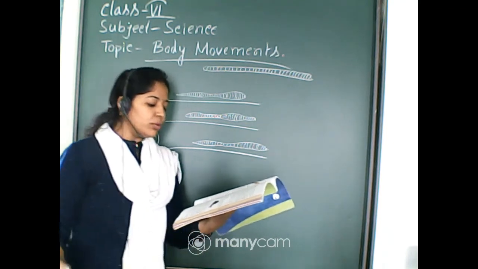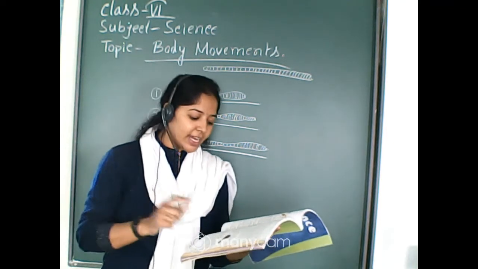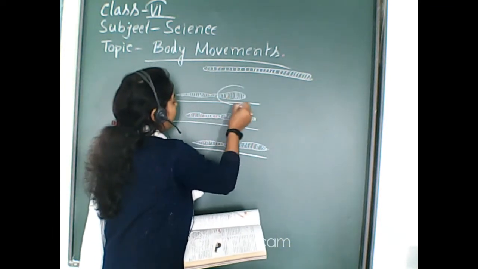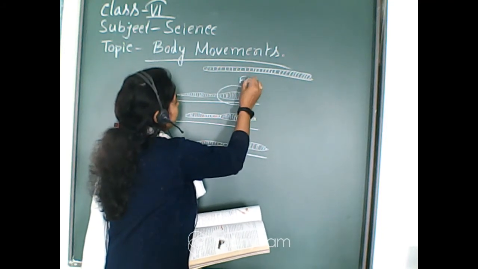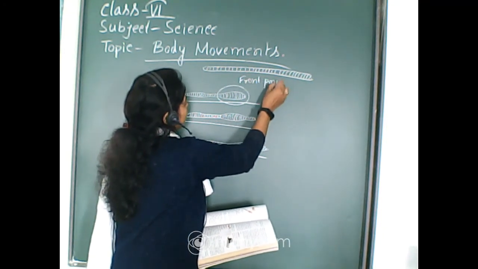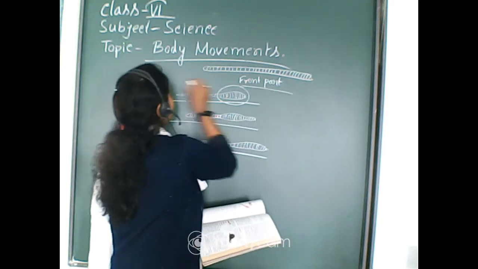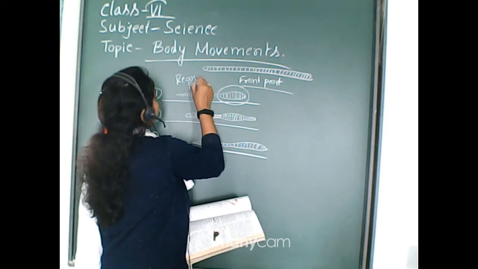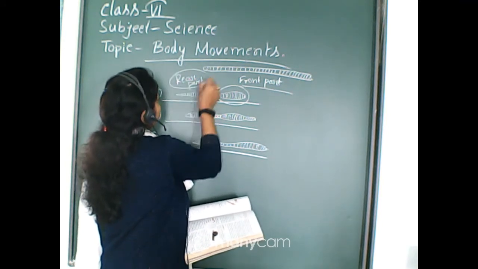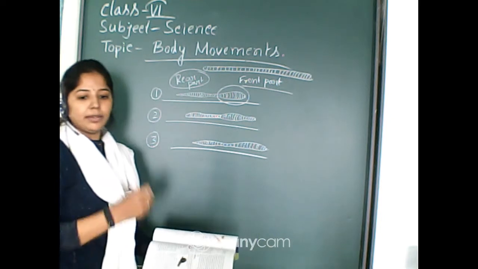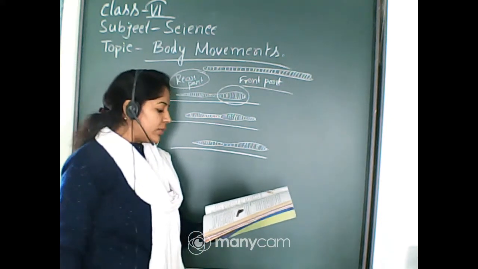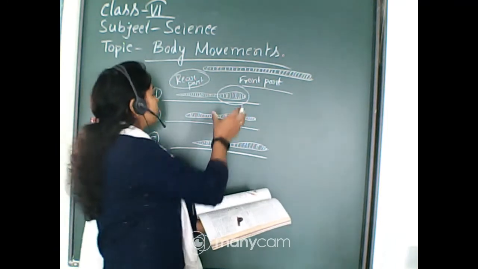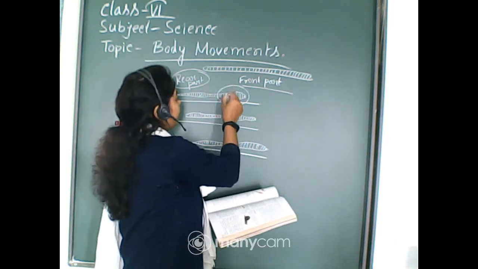During movement, earthworm first extends the front part of the body. You can see the front part, this is the front part, and this is the rear part. Rear part means the posterior portion. Okay, the remaining portion, that is rear part. So during movement, earthworm first extends the front part of the body. So extension takes place in the front part.